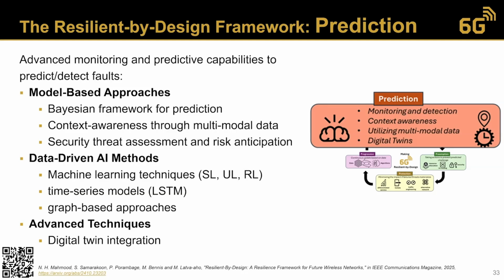And also we can use other approaches such as time series methods, for example, long short-term memory, or graph-based approaches. Then finally, we can also use advanced techniques such as digital twin integration. So basically using digital twins of the network to predict the network behavior over time.